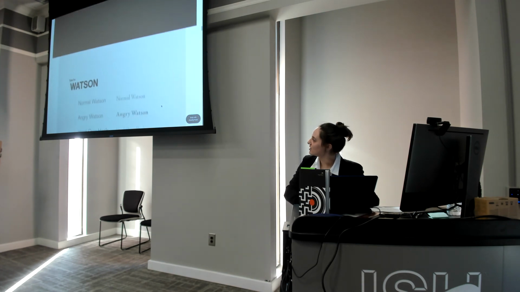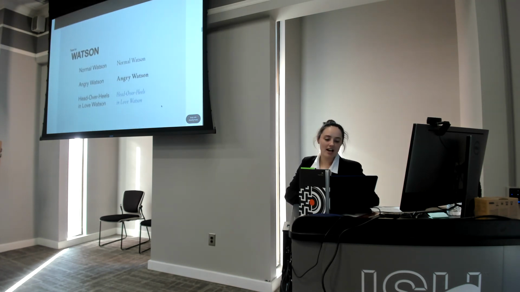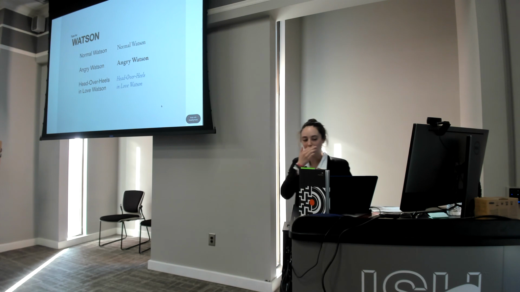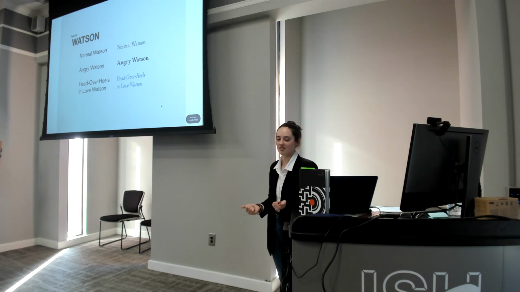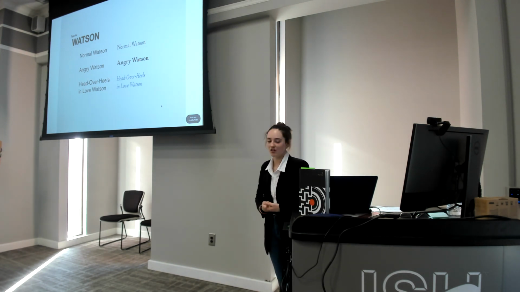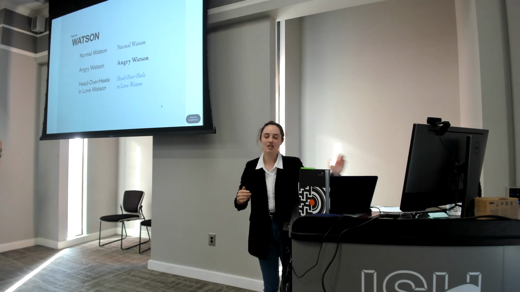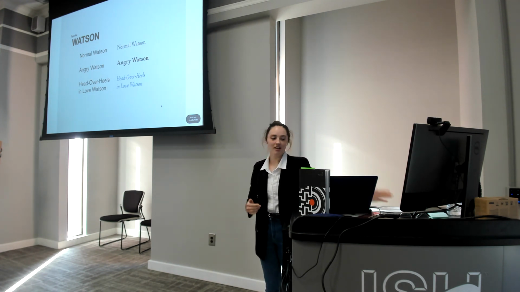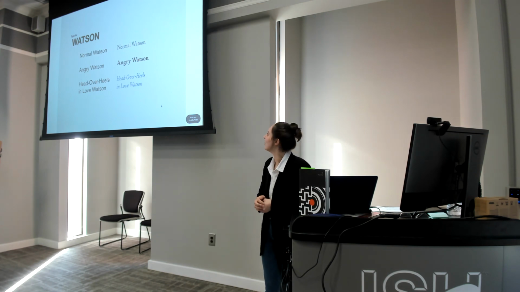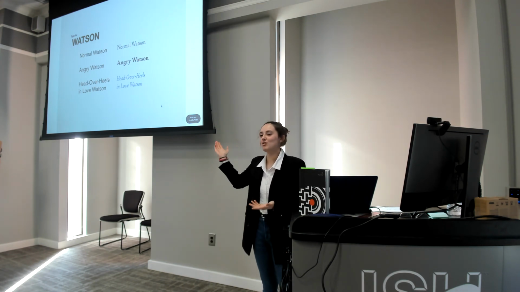Mr. John Watson, he had 3 emotions throughout the whole story. He was either normal, just going about his day, he was angry at Sherlock Holmes, or he was falling in love with this girl that he had met. And so, using the same principles that I just did with the potato, I developed this system to show how Watson's normal, how he's angry.